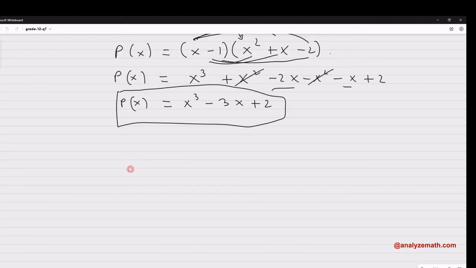Now the second method might be a little bit faster than the first one. And the thing about this problem is that we have reviewed quite a few concepts about polynomials: the degree, the leading coefficient, factoring, the remainder theorem, and so on.